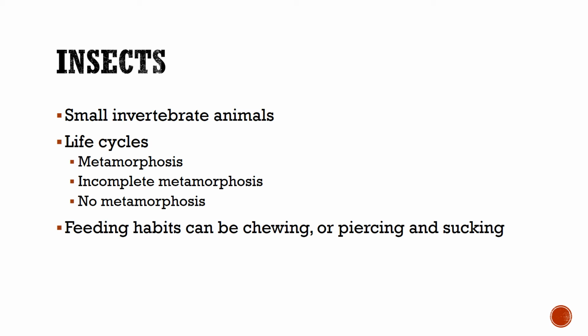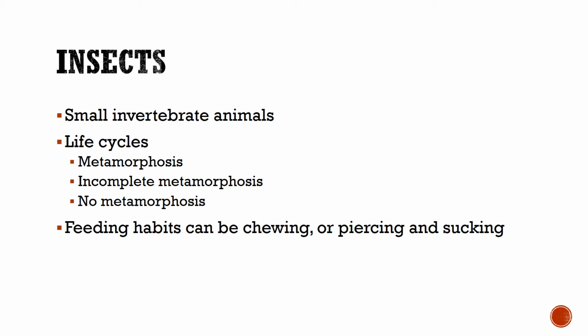And I'm going to show you some good examples of these in class this week, and you're going to be able to identify them. You're going to be able to tell me the life cycle of them and their feeding habit, and this will be specific to crop plants. So they can either feed by sucking, piercing, or chewing, and that's how we identify them.